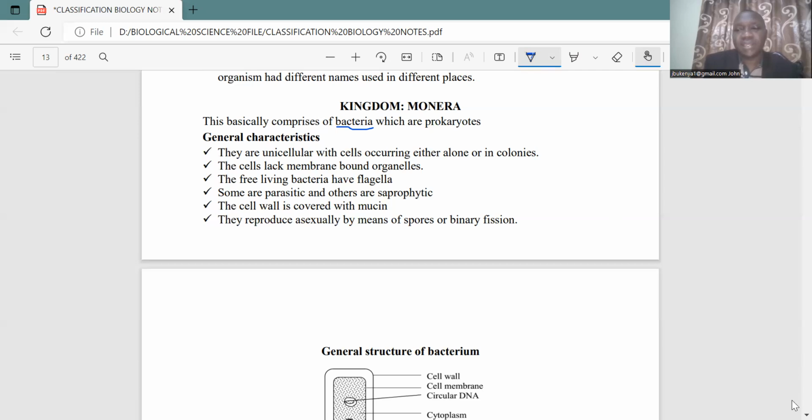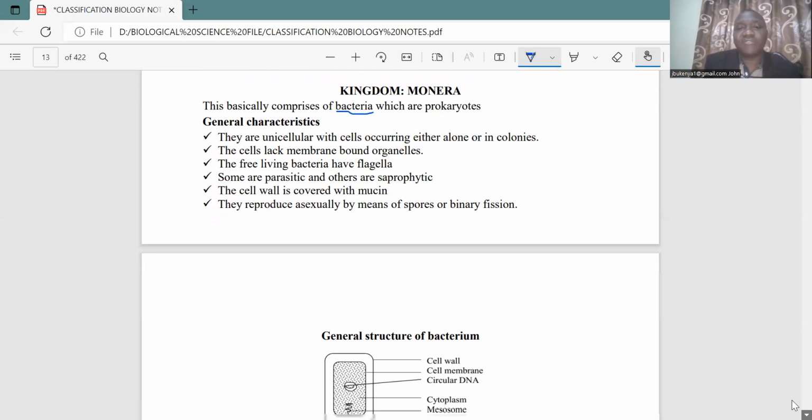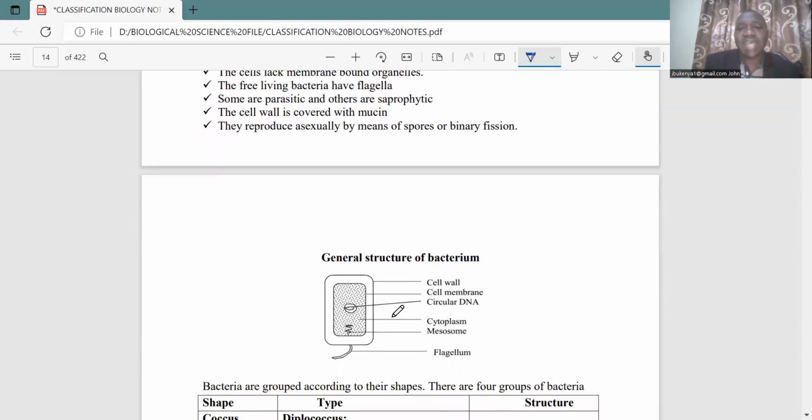But they also have the true nucleus, but those are absent in this structure of a bacterium. They are absent. This DNA which you see is naked. It is not enclosed by a true nucleus.